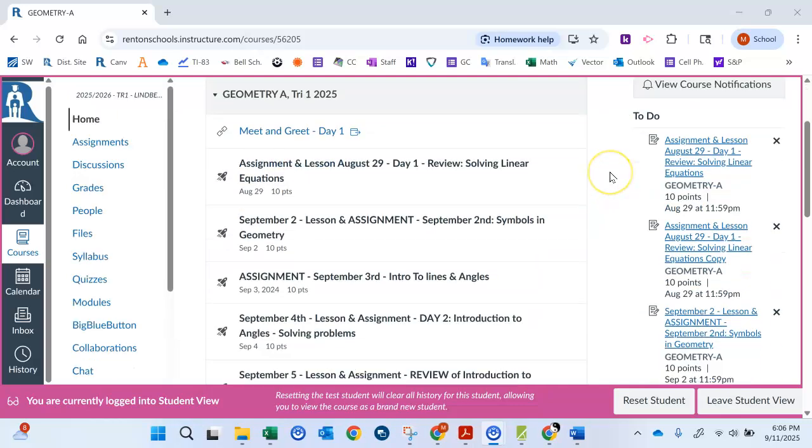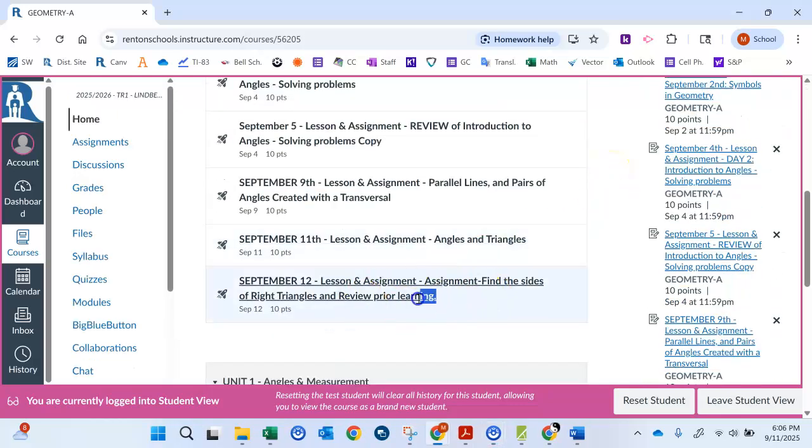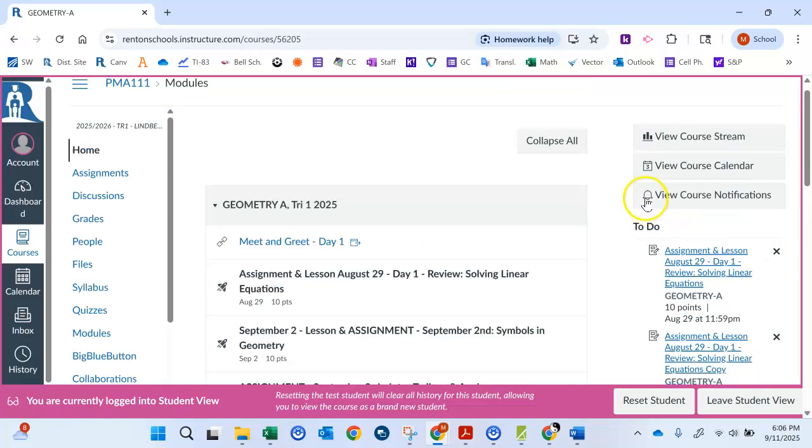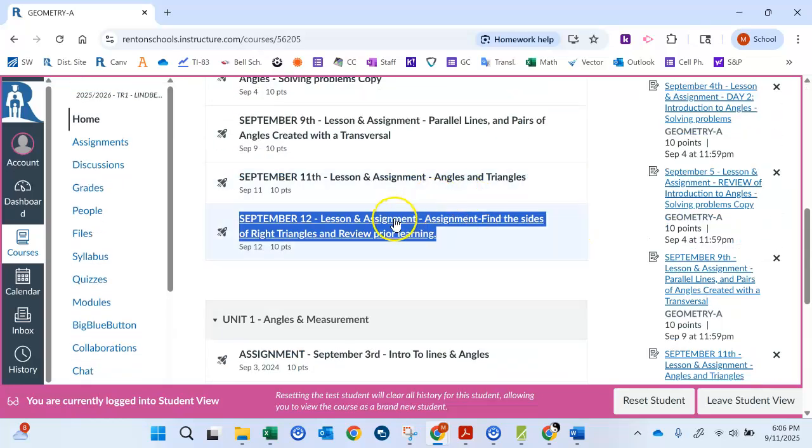Okay, here is our assignment for today, September 12th. We're going to find the sides of right triangles and review prior learning. So let's go ahead and open this up.